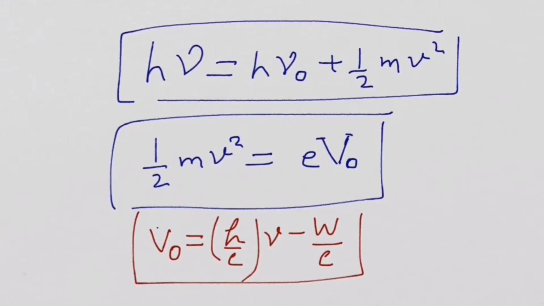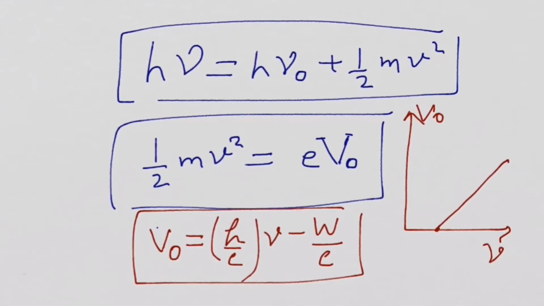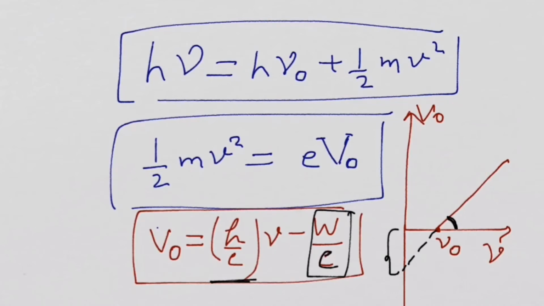This is the equation of a straight line. So when we plot a graph between stopping potential and the frequency, we will get a straight line like this, whereas the graph cuts the frequency axis at the threshold frequency. If we extend this graph in a backward direction, this intercept represents the work function over charge e, whereas the slope of the graph represents h by e. So that slope will give an idea about Planck's constant. That's all about the photoelectric effect.